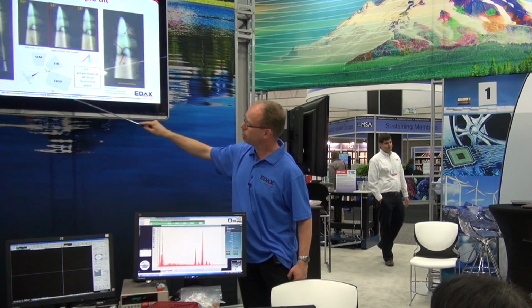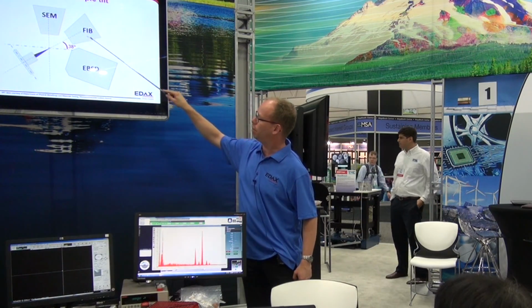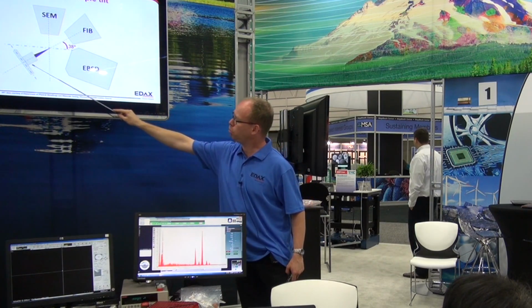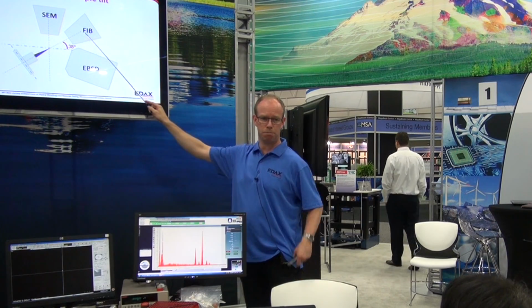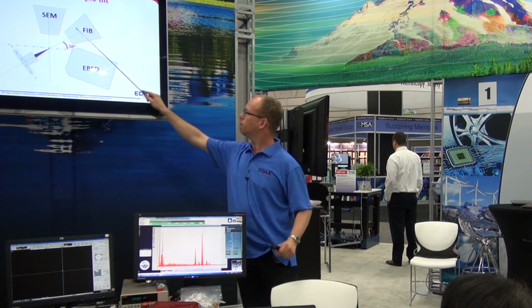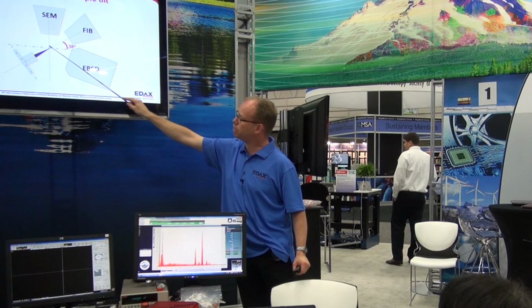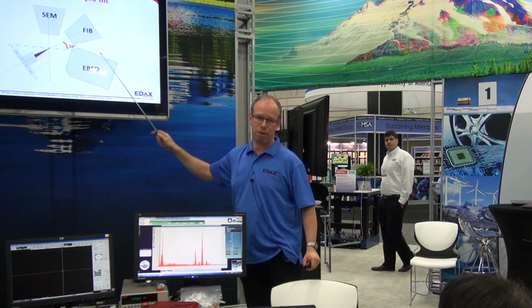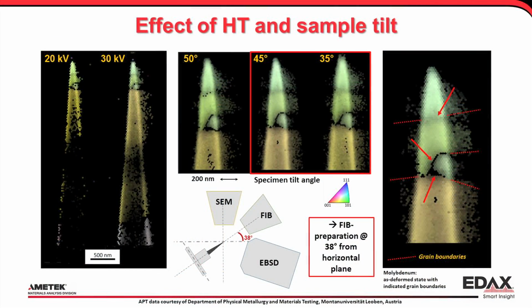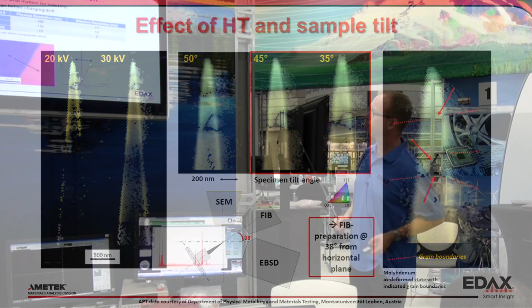But if you look here in the FIB geometry, if you keep your tip at 38 degrees pointed at the FIB, the transmission EBSD angle is 38, which means you can mill, you can image without moving the sample at all. And in that case, the mode will just assist you in finding the proper spot.